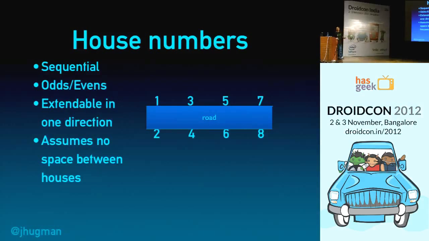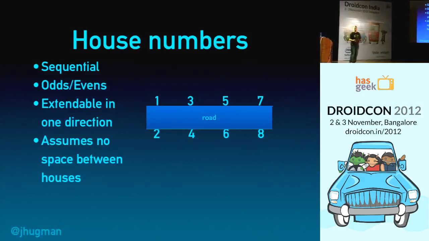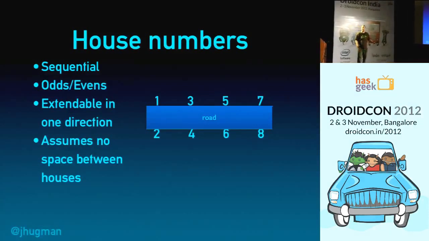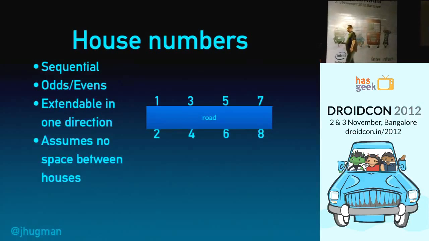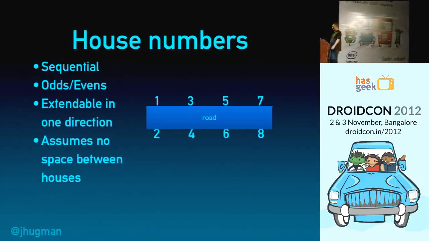But it's extendable only in one direction, and it assumes that all the houses are roughly the same size, or equal sized, and it assumes that there's no space between the houses, which sometimes you want. Maybe there's a playing field or a hospital or a street or something, airport. So this is kind of practical if you're building houses in the UK.